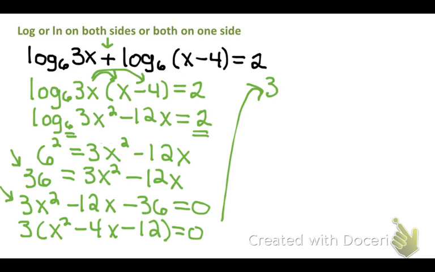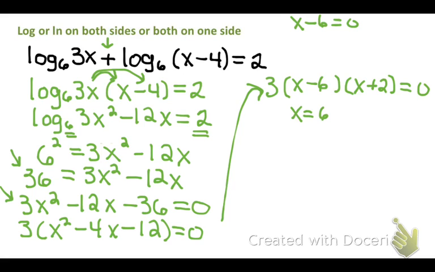Then we have our 3 out here on the outside. We know the first term has to be x, what multiplies to negative 12 and adds to negative 4. So that's going to be a minus 6 and a plus 2. Then we're going to set the x minus 6. Remember how we do that? We set it equal to 0, add 6 to both sides. So we know x is equal to 6. And if I said x plus 2 equals 0, x is going to be equal to negative 2.